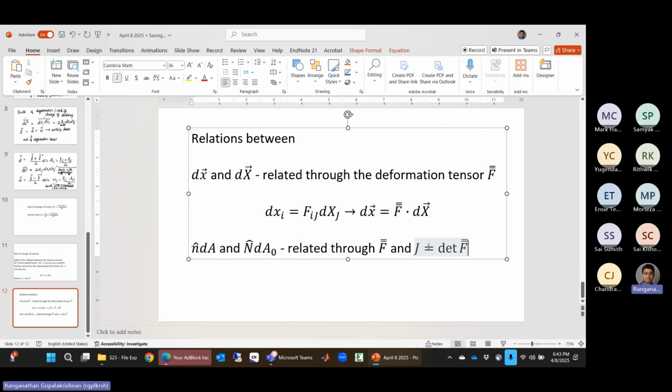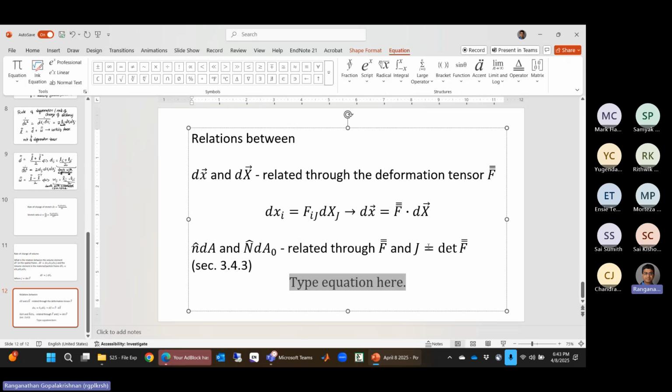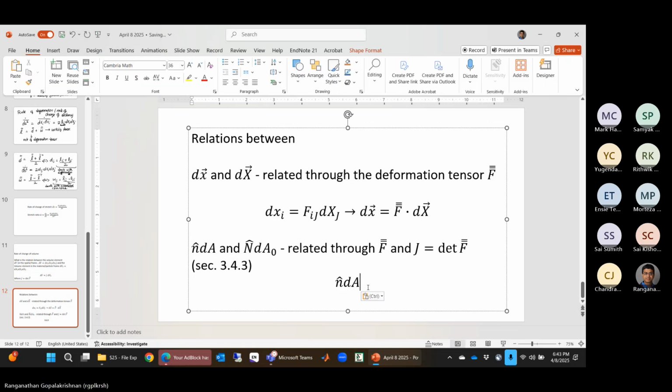And this relation, actually, we discussed this. It's given in an earlier section. You just turn the pages back to section 3.4.3. You can find this relation. So I'll put the hint here, section 3.4.3. So that would be n cap dA equal to J times F inverse transpose dot N dA naught. J is a scalar. Okay, so J is a scalar.